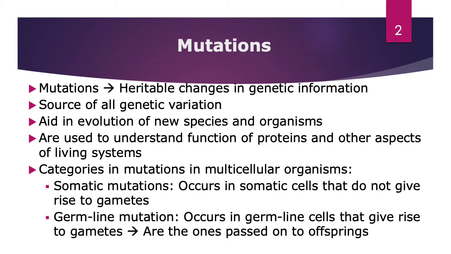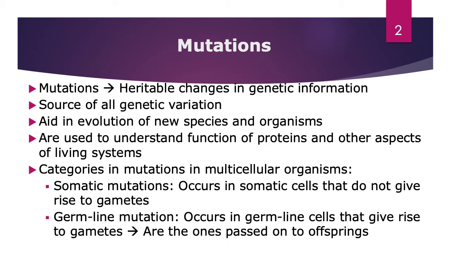When we look at the types of mutations in multicellular organisms, we should remember two types of mutations. Somatic mutations are mutations that occur in the somatic cells, which are basically cells that do not have any role in reproduction. Somatic cells do not give rise to gametes.